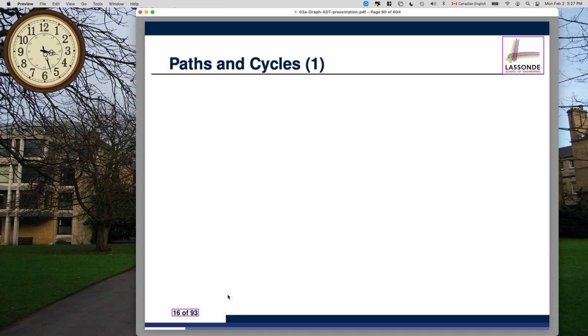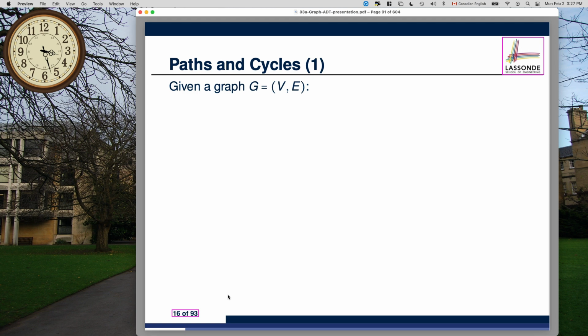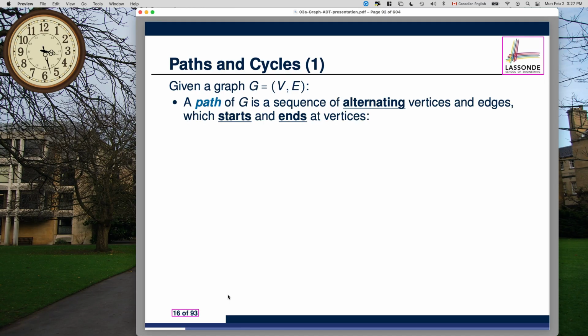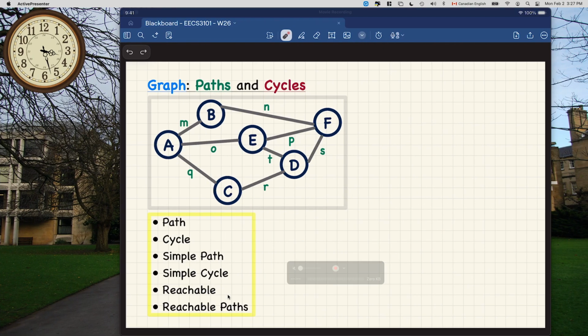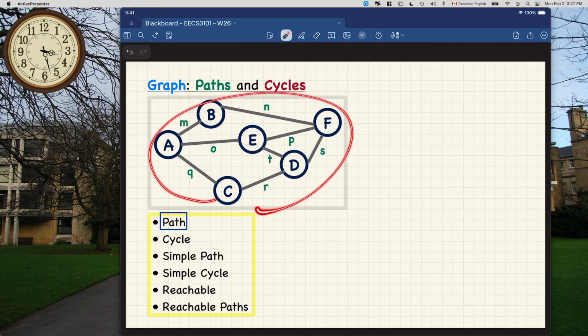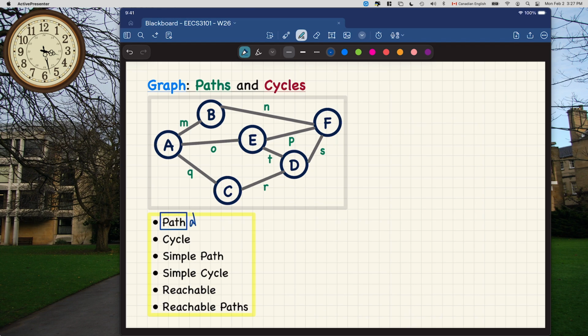All right, let's start with the path. Let's start with some definition, and then we'll switch to example right away. Given a graph, and here the graph can be whatever graph you like, not necessarily simple, just a graph. A path is simply alternating vertices and edges. So let's see some example here. We're going to use this graph as an example. So it's going to be alternating vertices and edges. Let's see one example right away.